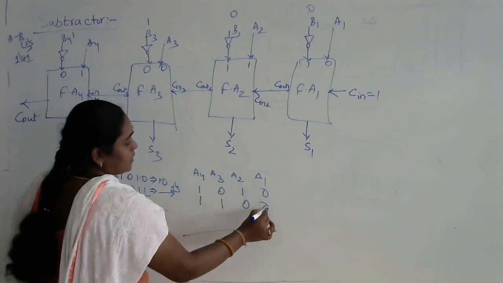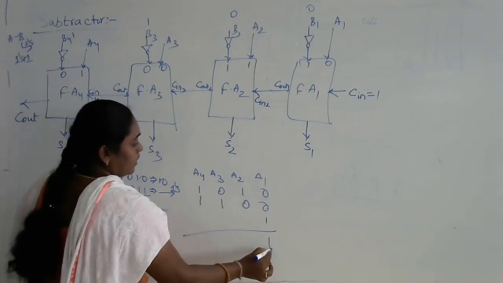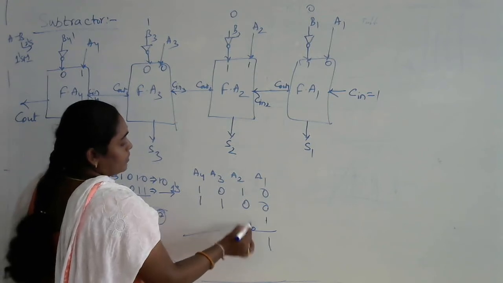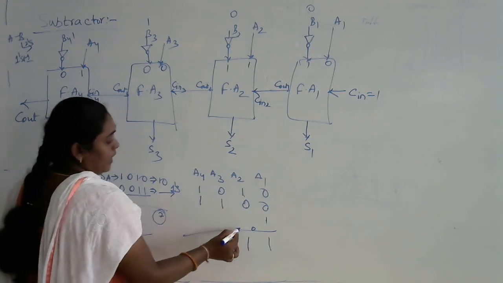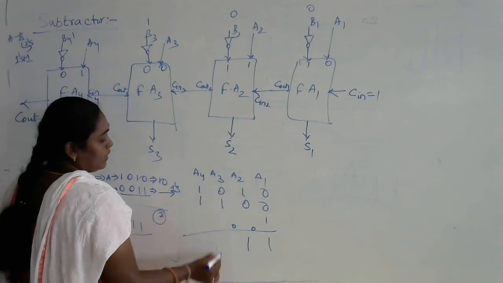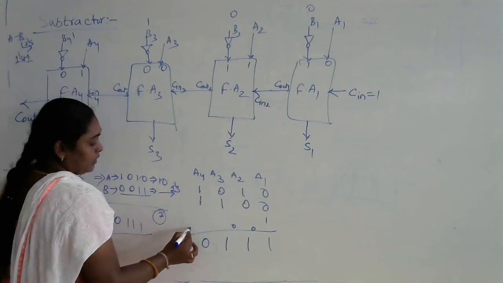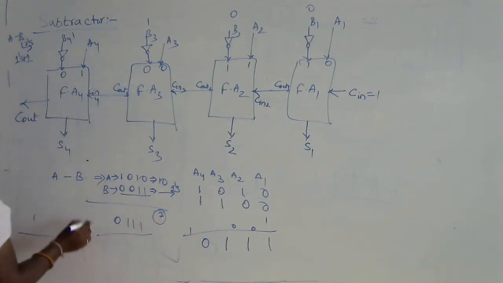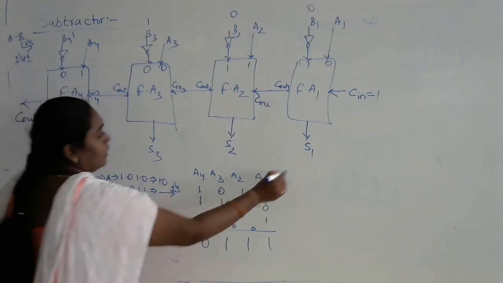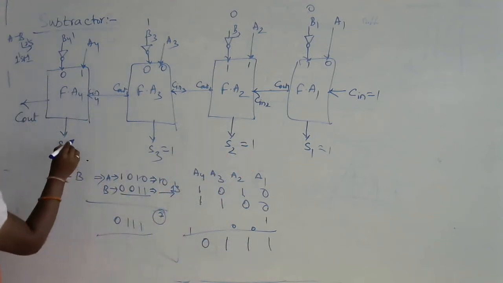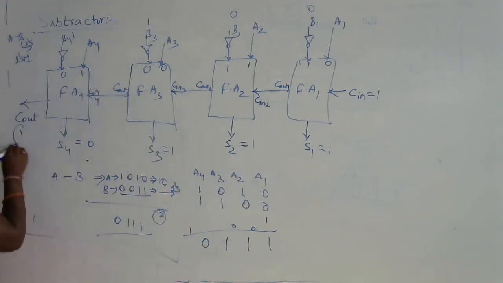So here 0 plus 0 is 0, 0 plus 1 is 1. And as we are not getting any carry, it is 0. 1 plus 0 is 1. As we are not getting any carry, it is 0. 0 plus 1 is 1. 1 plus 1 is 0 with the carry 1. That itself indicates the output: S0 is equivalent to 1, S2 is 1, S3 is 1, S4 is 0, carry is 1.